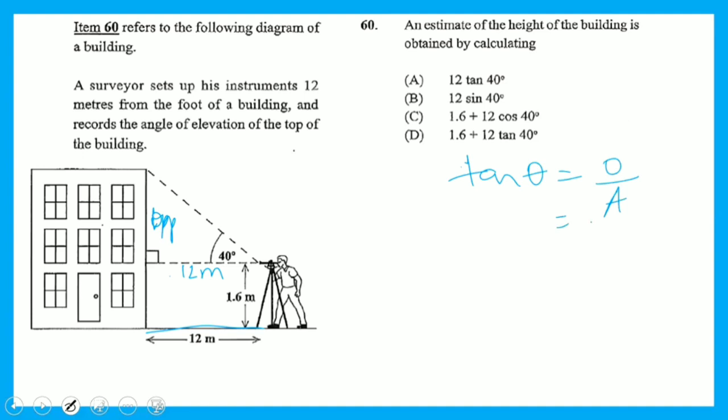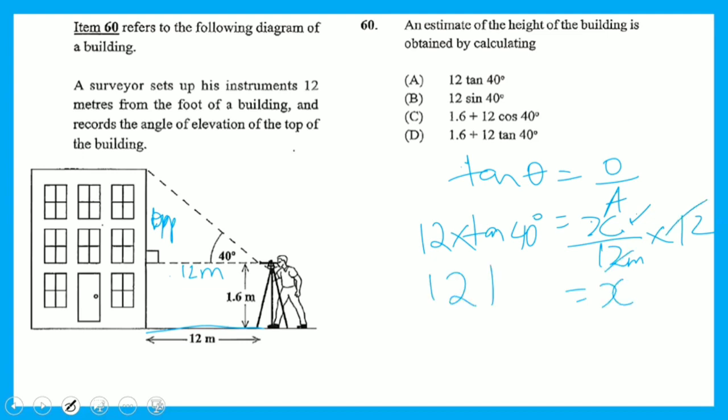That's going to be the side that we don't know. Let's just call it x over adjacent, which is 12 meters. Or we could have called it h, height, you know. So it'd be tan 40 degrees. That height, the x, multiply by 12 to make x the subject. We're going to now end up with that height being 12 tan 40 degrees. But of course, that's not the only part of the building. We also have to take into consideration this 1.6 meters. So it's 1.6 meters plus this.